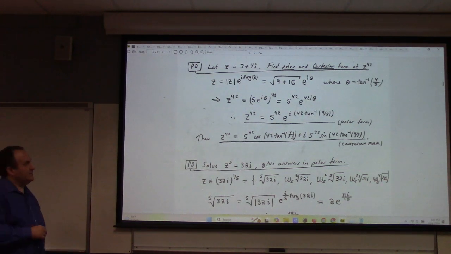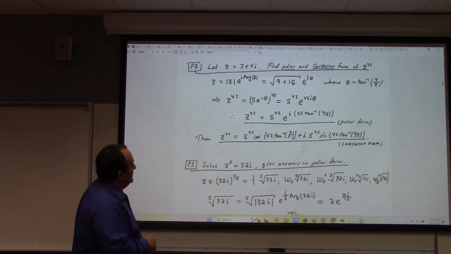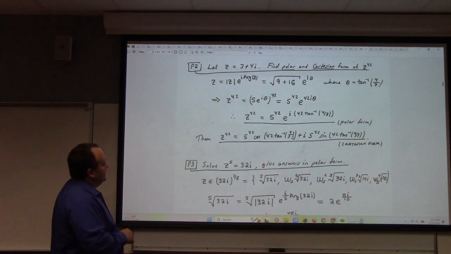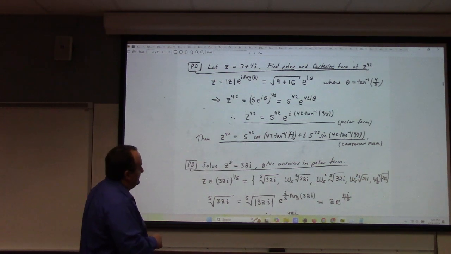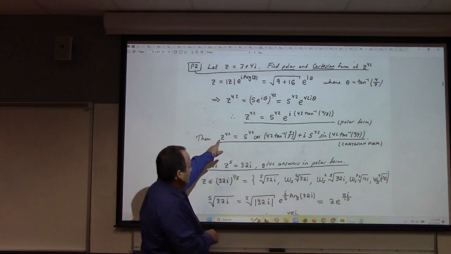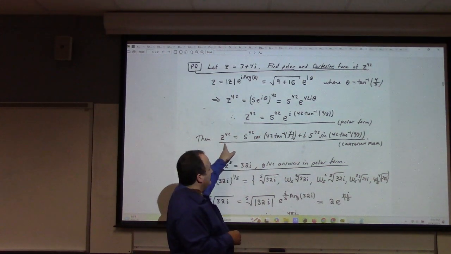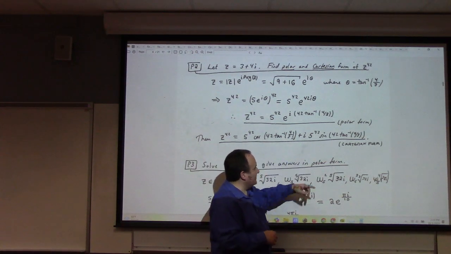Now we've got z equals 3 plus 4i. Find the polar and Cartesian form of z to the 42. So the magnitude of that is 5. And so we get 5 to the 42 times e to the 42i theta, which is this. So there's the polar form of the answer. And then here is the Cartesian form of the answer by Euler's formula.